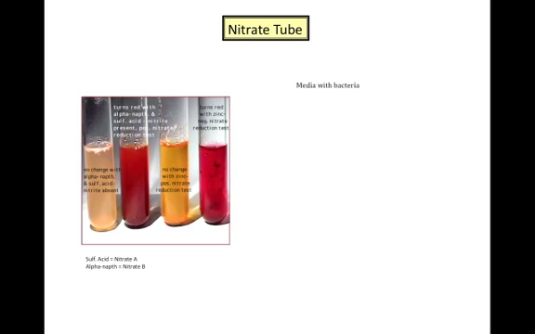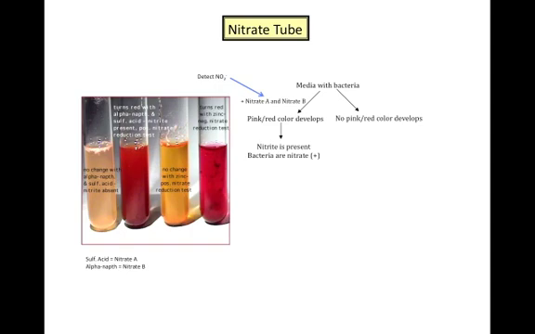You begin the test with a tube of nitrate broth with an organism growing in it. You add nitrate A and nitrate B to the tube. These reagents detect the presence of nitrites, which come from the reduction of nitrates. Upon the addition of nitrate A and nitrate B, there are two possibilities. A pink or red color develops, or no pink or red color develops. If a pink or red color develops, you know nitrite is present, which means that the organism has the ability to reduce nitrate. Therefore, the bacteria is nitrate positive.